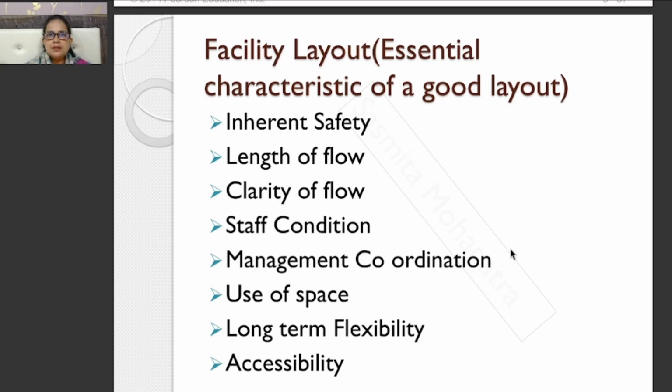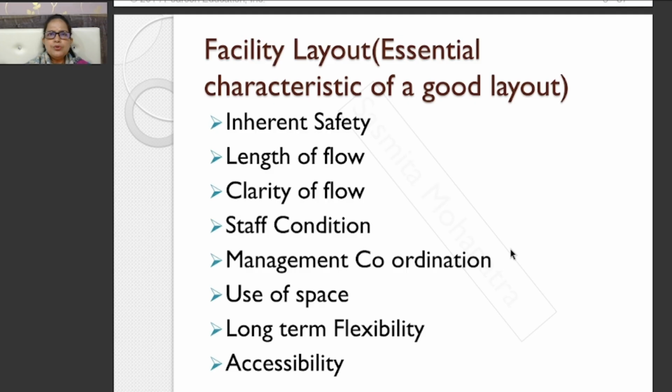There will be very safe conditions for the workers who are working in that environment, and minimization of cost, so that the movement of machines, materials, and the workers will be very less. So these are the things we need to consider when going for a plant layout structure.